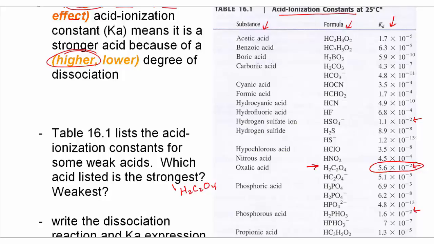The weakest, I think it's going to be hard to beat that 10 to the negative 13. Oh, here's another 10 to the negative 13. And it's a little bit smaller, 1.2. So hydrogen sulfide.